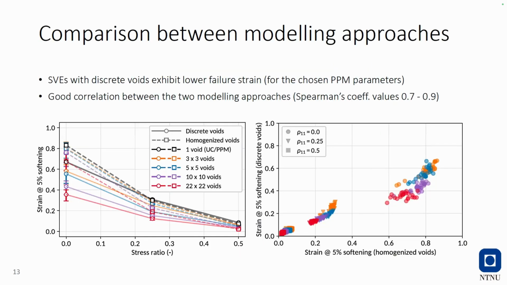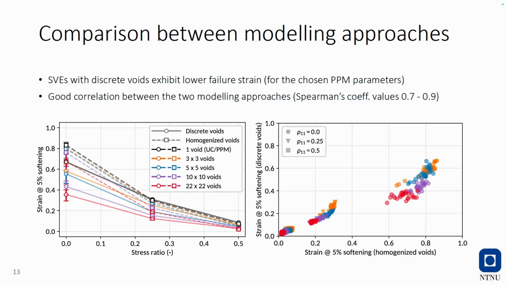So if we compare these two models more directly, you can see that at least for these porous plasticity parameters, the homogenized void models will always give a higher failure strain. Of course, you could tune the parameters differently to lower these curves, but they give higher failure strain in this case, but they give the same trends, right?